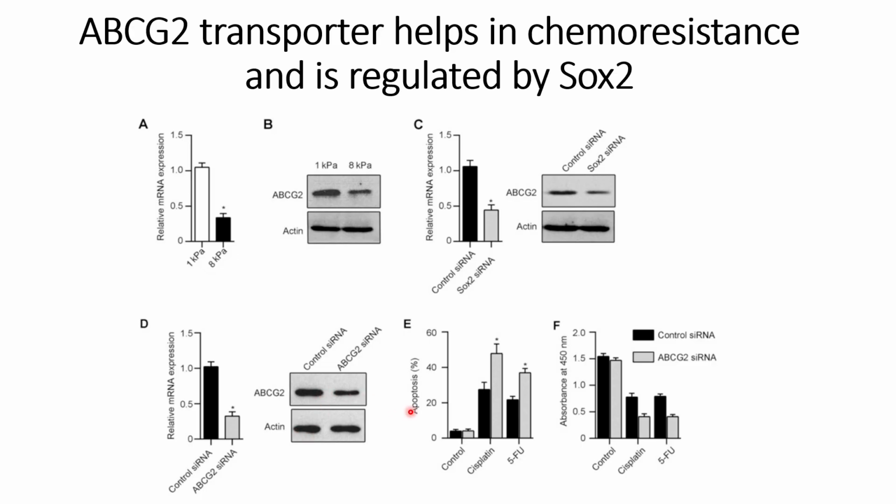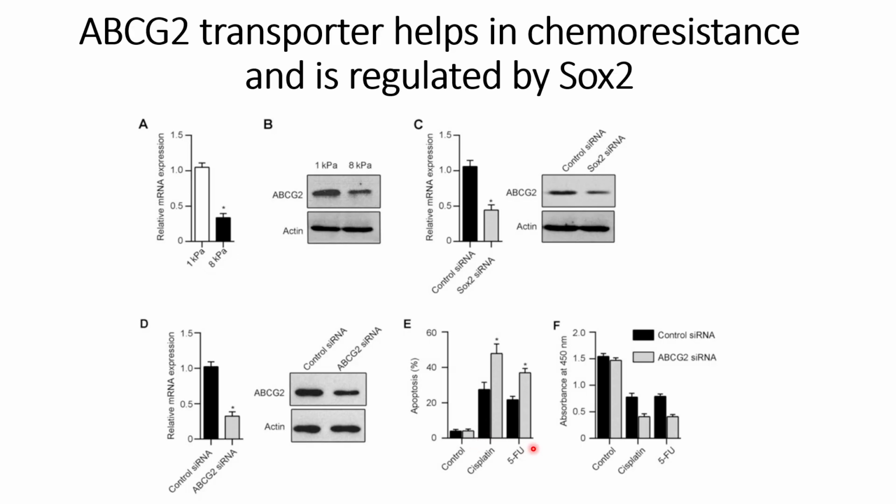Now they culture the cells in the soft matrices and treat them with different chemotherapeutic drugs that they used in the previous studies also, that is cisplatin and 5-FU. And they see that the percentage of apoptotic cells goes up in the ABCG2 silenced condition. This is true for both cisplatin and 5-FU compared to the case where control siRNA is used.